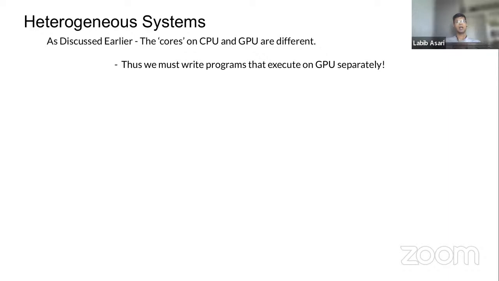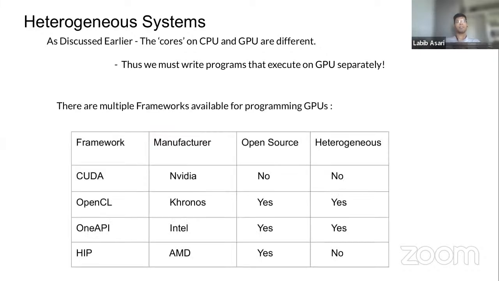As I discussed earlier, the hardware of CPU and GPU are different because they are designed to do different tasks. A single instruction that the CPU understands will not necessarily be understood by the GPU. So when we are telling a GPU to do something, we must explain it in the language that it understands. So we must program it separately. There are various high-level frameworks available to program these GPUs. Here's a comparison of some of the major ones.